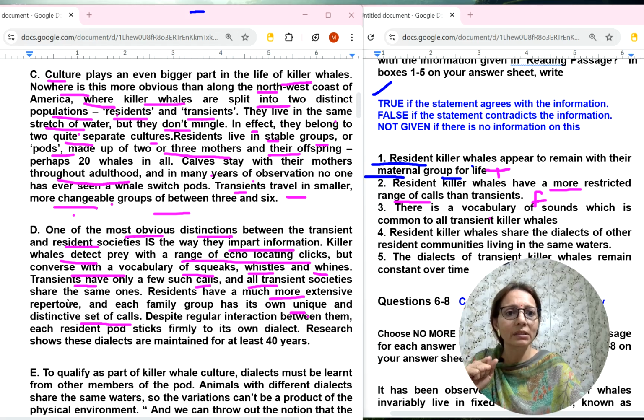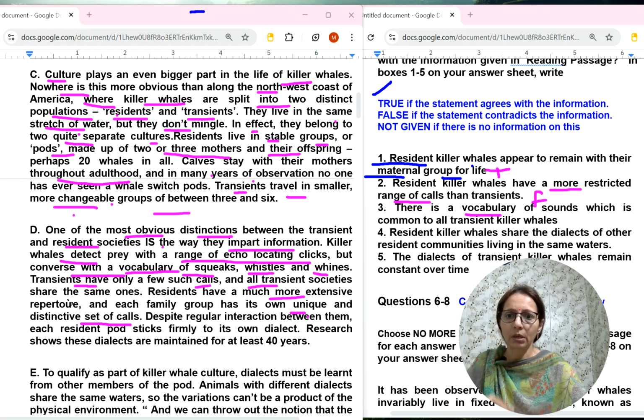Now third, there is a vocabulary of sounds which is common to all transient killer whales. Some vocabulary of sound is there which is common to all transient killer whales. So vocabulary is the keyword here. So we will try to find this question's location, third number here.